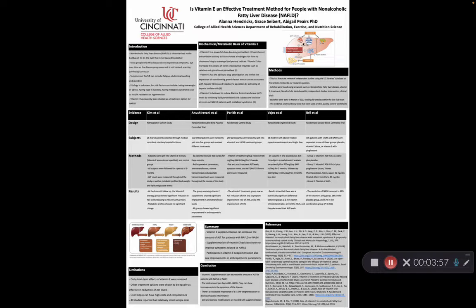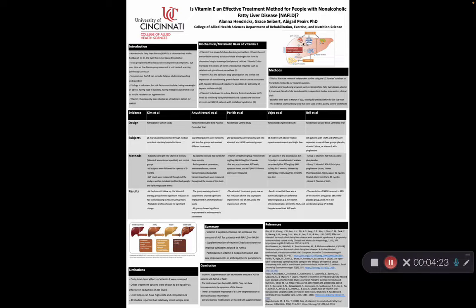The results of that study were that at the end of the 6-month follow-up, the vitamin E therapy group showed significant reduction in ALT levels, reducing to 46 plus or minus 34 IUs with a significance level of 0.1, and the metabolic profiles showed no significant change.